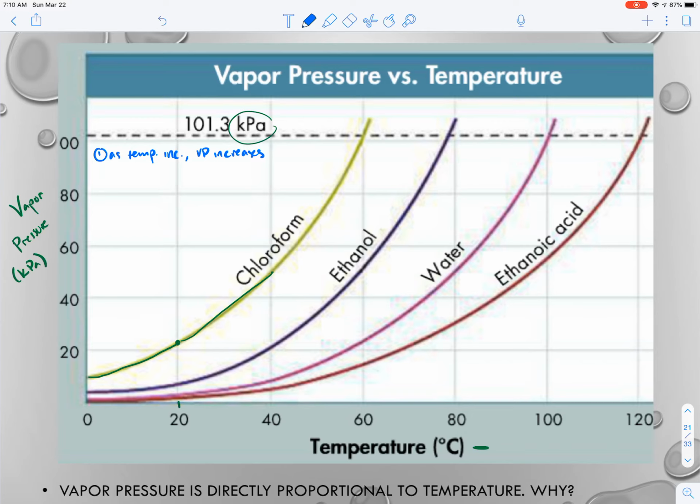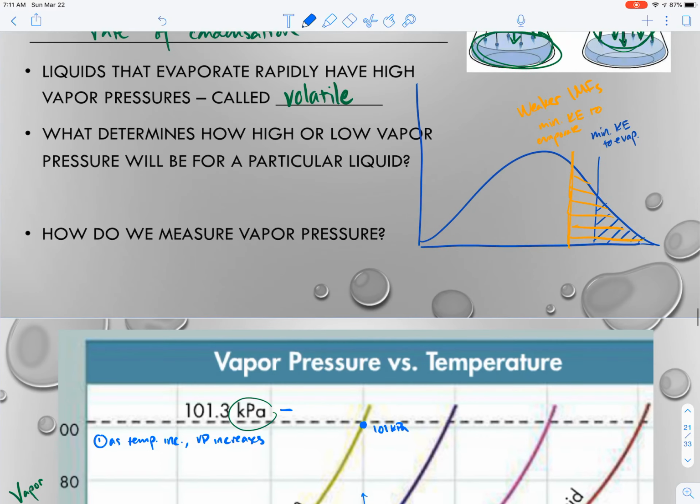Another thing we can do with this graph is compare the vapor pressure of multiple liquids at the same temperature, for example, 60 degrees. So at 60 degrees, chloroform has a vapor pressure that is basically equal to atmospheric pressure. It's about 101 kPa. Ethanol's vapor pressure at this temperature is about 50. Water's vapor pressure is about 23. And ethanoic acid's vapor pressure is about, whatever that is, 15. Okay, so this trend, that some have higher vapor pressures than others at the same temperature, is explained by this graph.